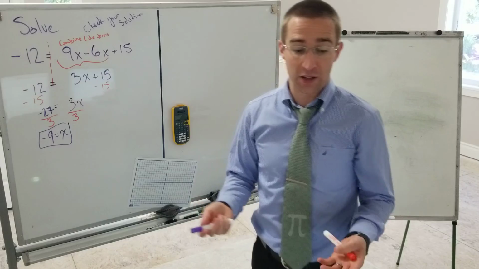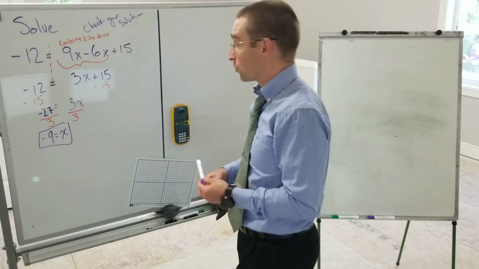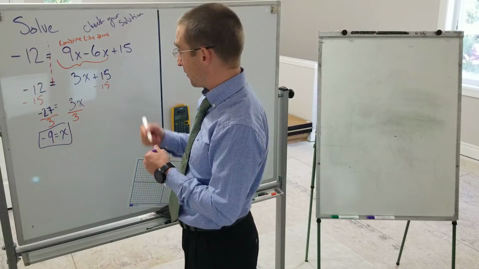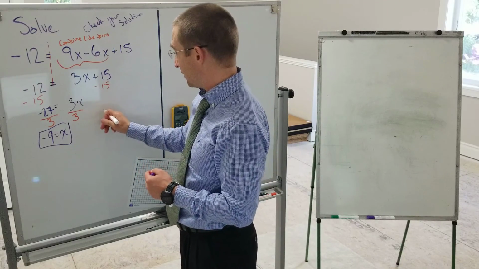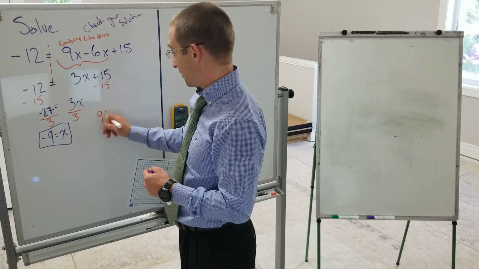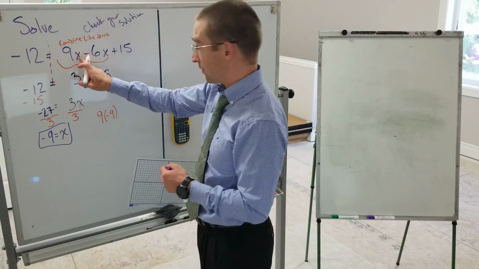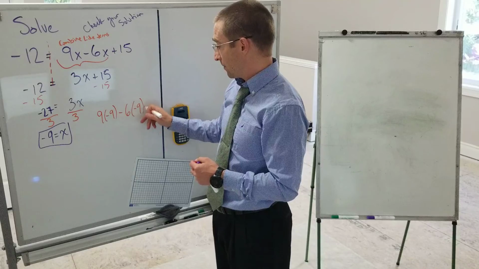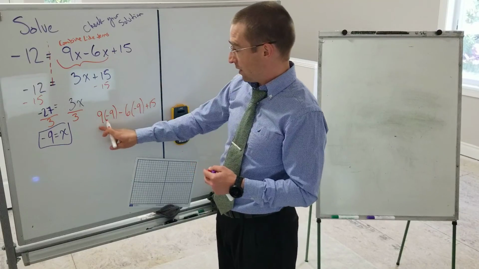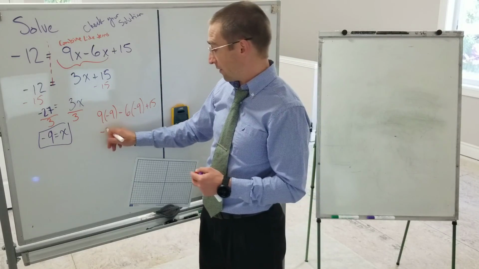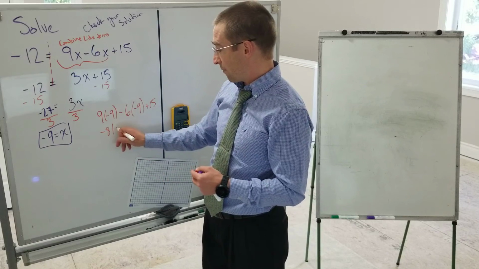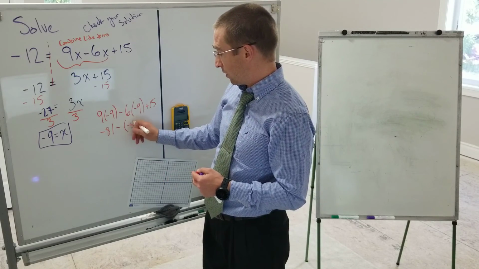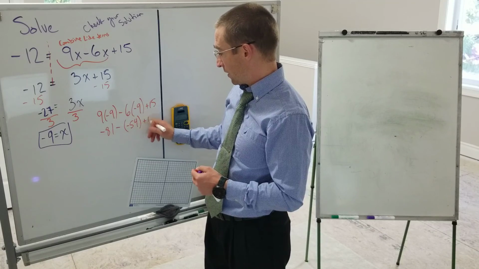And that is our answer for that one. Now it did say check your solution. Let's go ahead and check it and see if that's right. So what I'm going to do is replace each of these x's with a negative 9. I get 9 times negative 9, instead of 9 times x, minus 6 times negative 9, and then plus 15. So 9 times negative 9 is negative 81. I have minus 6 times negative 9 is negative 54, and then plus 15.